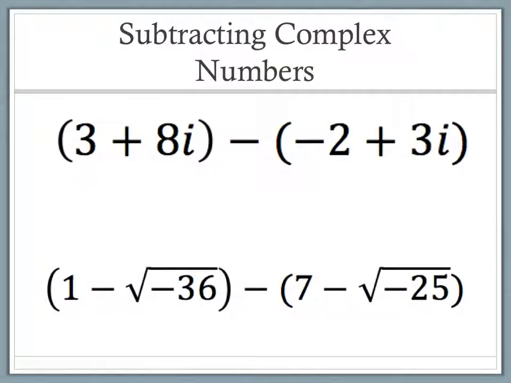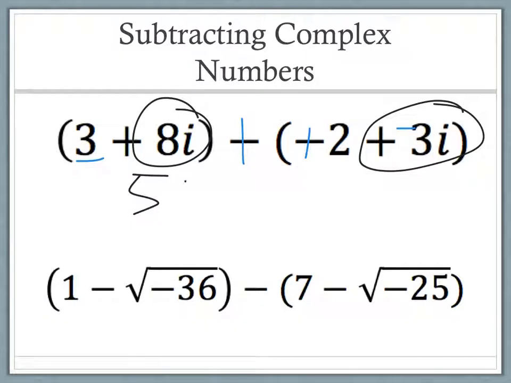Now, subtracting is going to be similar, but there's one thing you really have to be careful of. It's that pesky subtraction. Subtraction is kind of a pain, so what I'm going to do is change it to an addition. If I do that, anything behind it, I change those signs. So that's now become a positive 2, and this is going to become a negative 3i. Now it's just like we did. We have 3 plus a positive 2, so that's going to give me 5. Okay, and then I have 8i plus a negative 3i, which is going to give me a positive 5i, and there's my answer.